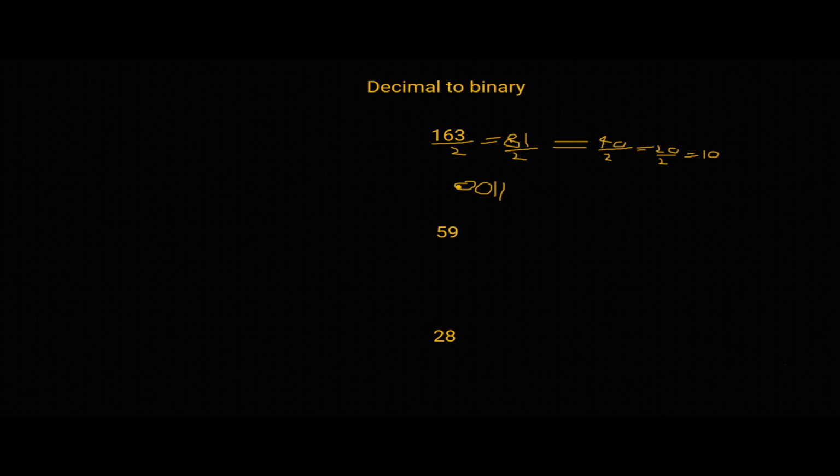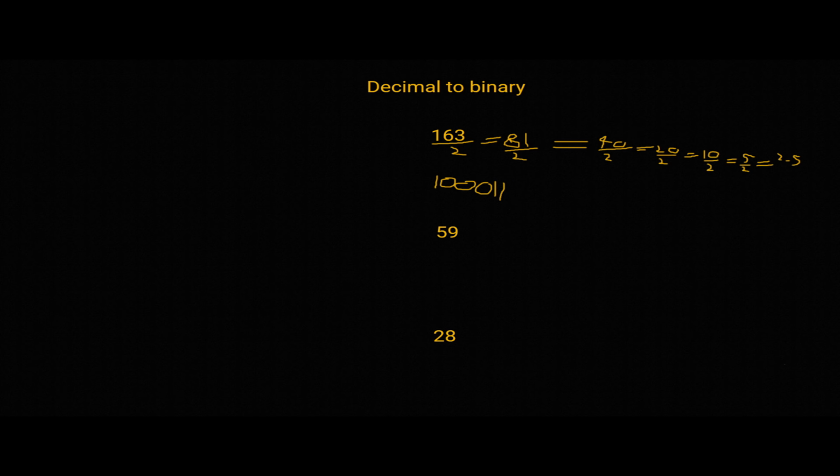And 0. And 10 divided by 2 is 5, no remainder, so we will add a 0. 5 divided by 2 is 2.5, so we have a remainder. And this equals 2.5. I do apologize for my handwriting.